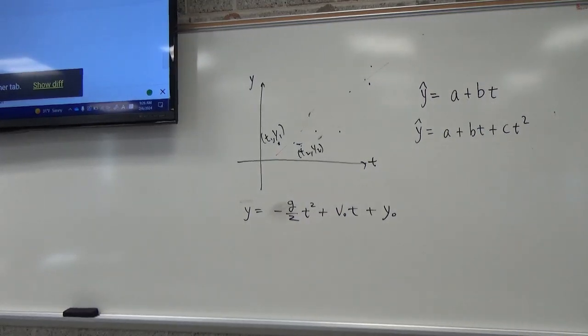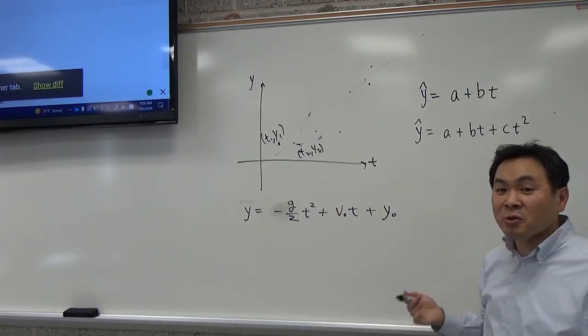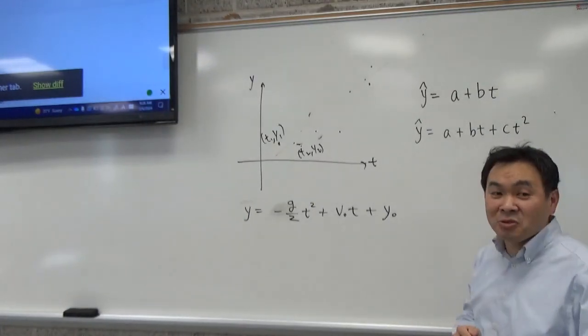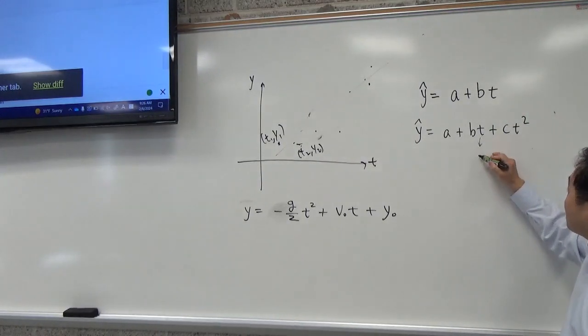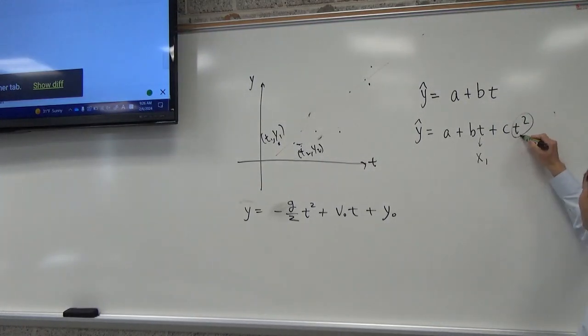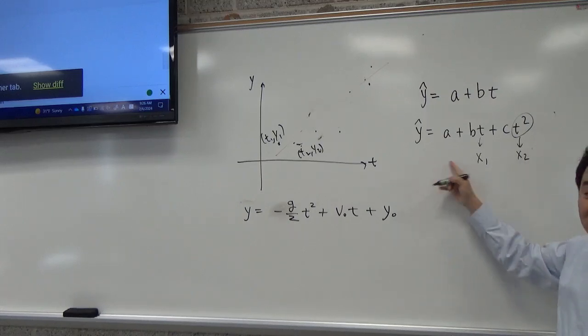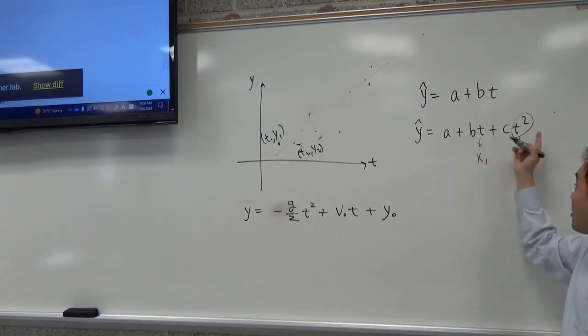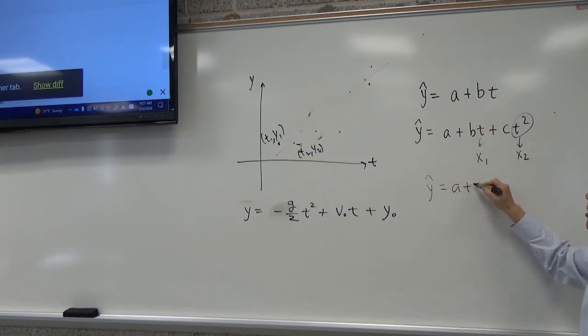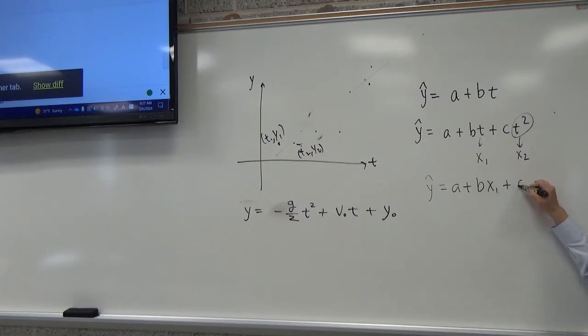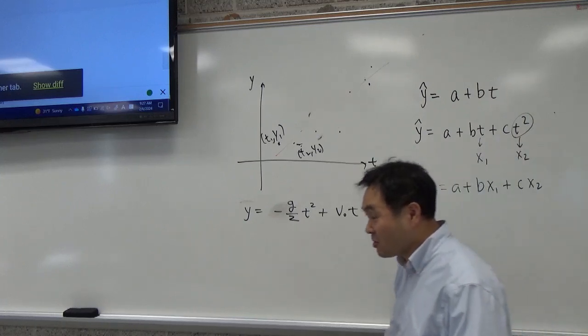Now, however, what I want to tell you is that polynomial approximation is nothing more than multiple linear regression, because what you can do is you can just call this one t as your x1 and this t squared as your x2. Then suddenly this seemingly complicated looking polynomial regression is really nothing more than a multiple regression of x1 and x2. Do you agree? Right? Yeah. So that's the demonstration I want to show you in this next one. Okay?